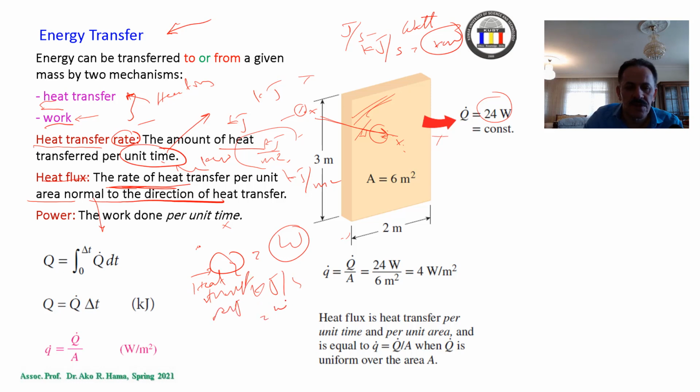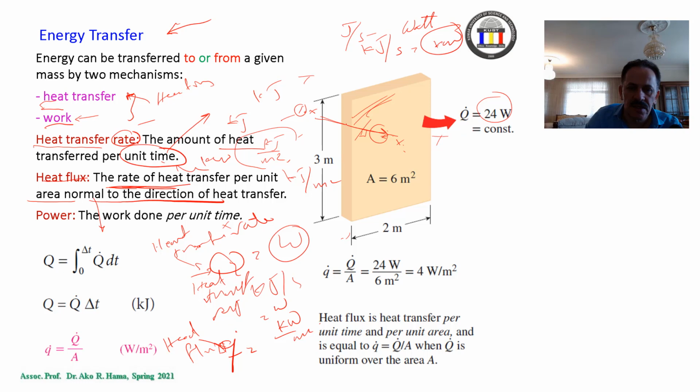kilojoule per second, which is the watt, but small q is the heat flux. This is the heat flux, which is measured by kilowatt per meter square. This is the heat transfer rate. So the heat transfer rate is how much energy, how much kilojoule has been transferred per unit time.